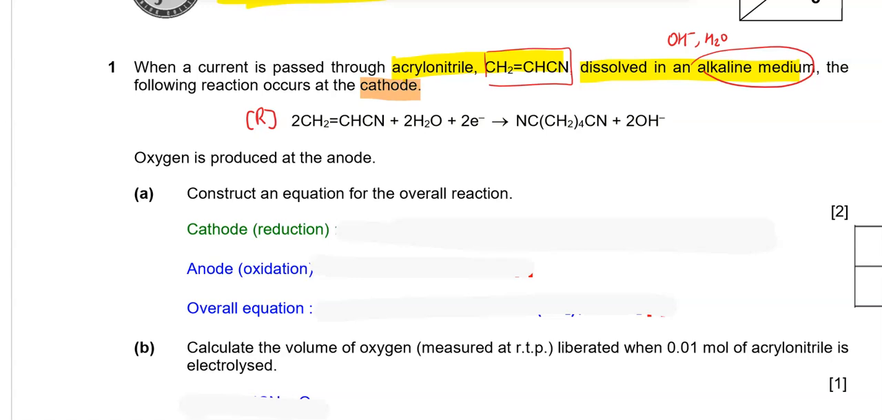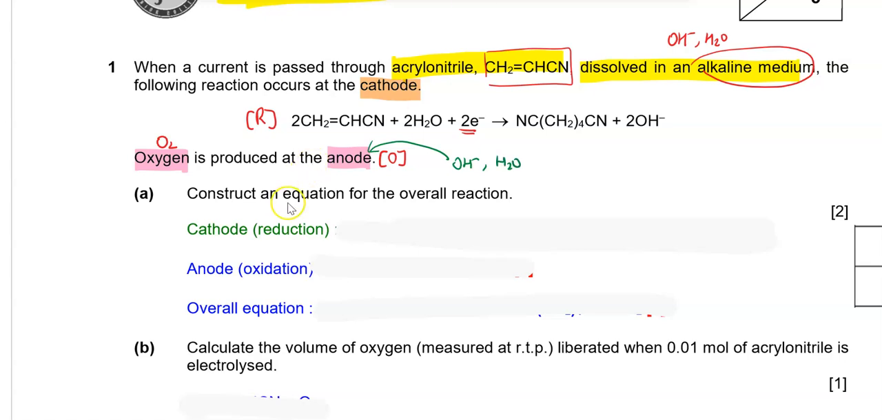And in this case, it's quite obvious. The 2 electrons are on the left-hand side, so it's a reduction. Reduction is gain of electrons. The question then goes on to say that at the anode, you produce oxygen, O2. Recall, anode is oxidation. So in this case, what are the species present at the anode? At the anode, you have your OH minus as well as your H2O.